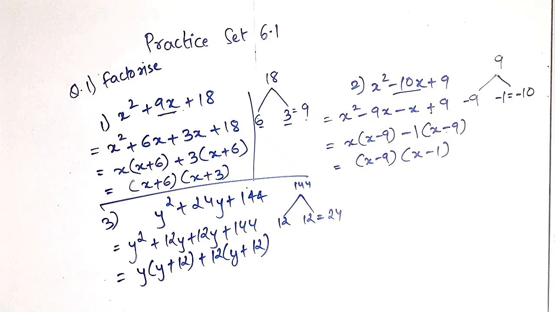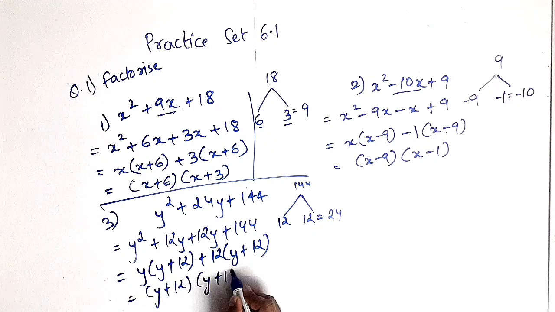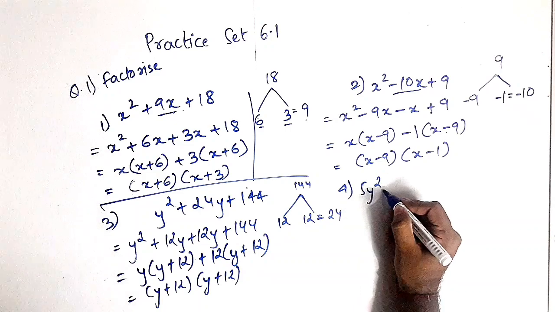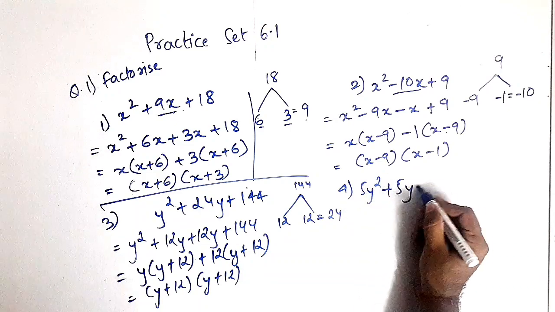Okay, understood? Now what remains here? Y plus 12 is common, y plus 12 remains. So you got two brackets of the same number. Okay, so we'll move on to the fourth one, which is 5y square plus 5y minus 10.